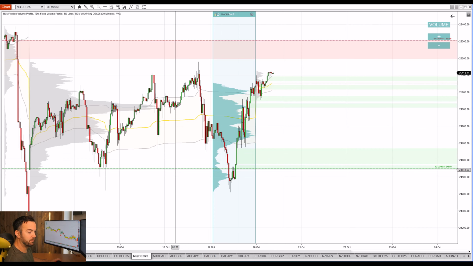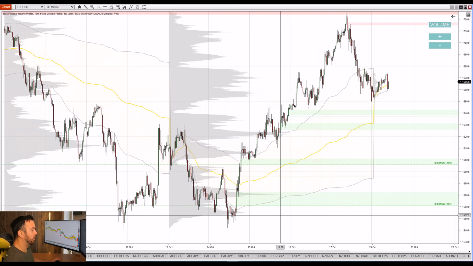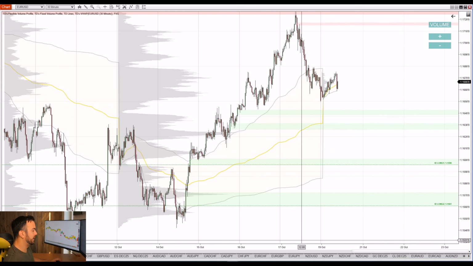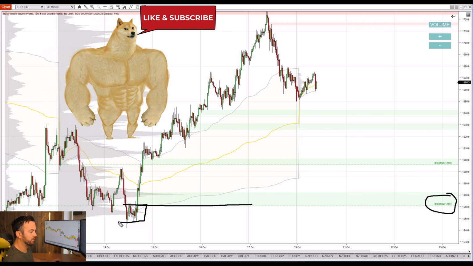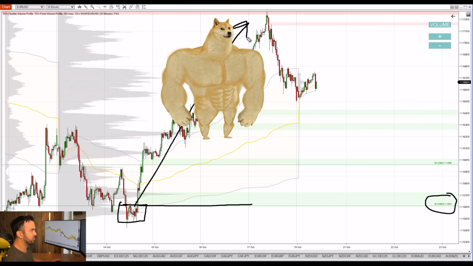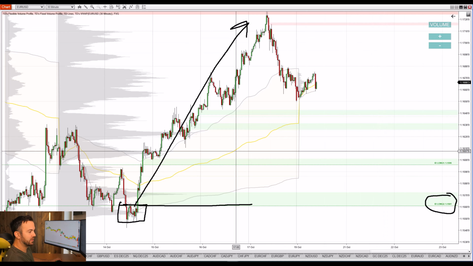Let's now take a look at the euro dollar. On the euro, I want to talk about a level which is in here. It is at 1.1561, and it is based on a significant volume zone which formed in here before this strong uptrend started. Let me show you with a volume profile.